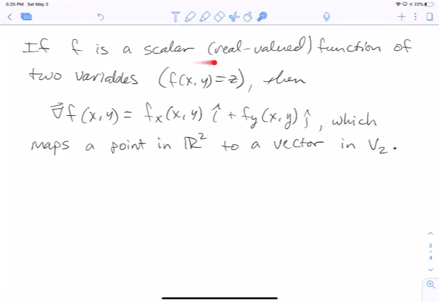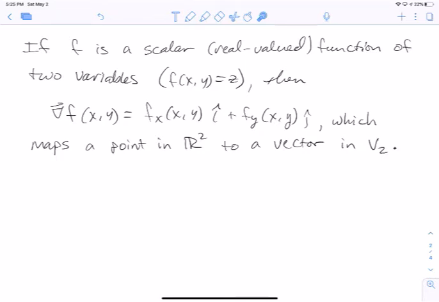If f is a scalar function of two variables, so f of x,y equals z, then the gradient vector del f of x,y has as its components the partial with respect to x times i plus the partial with respect to y times j. And note that this takes a point x,y in R2 and it maps to it a vector. It maps it to a vector in V2. That's the notation we use to say that it's a vector.